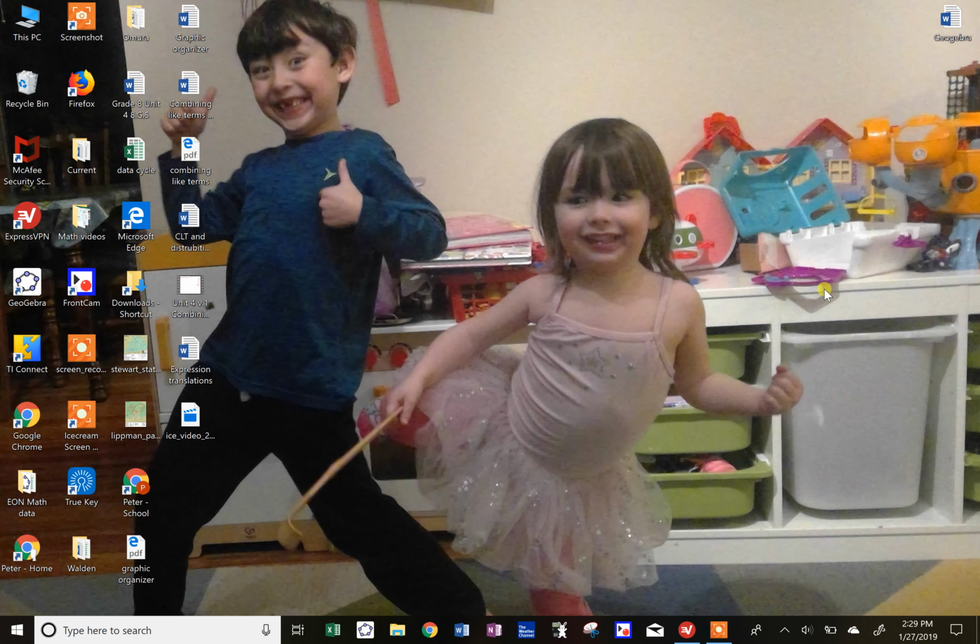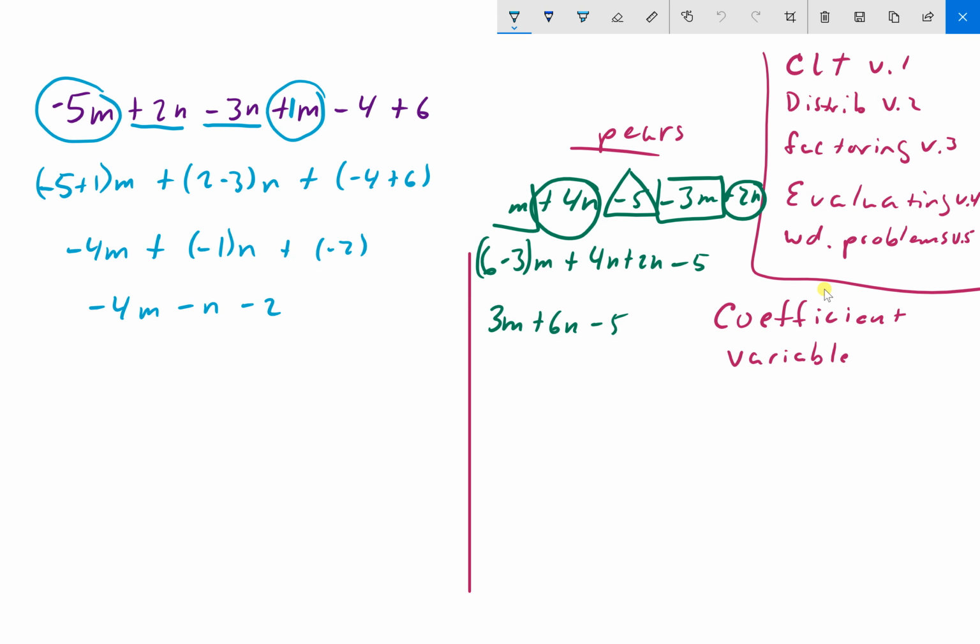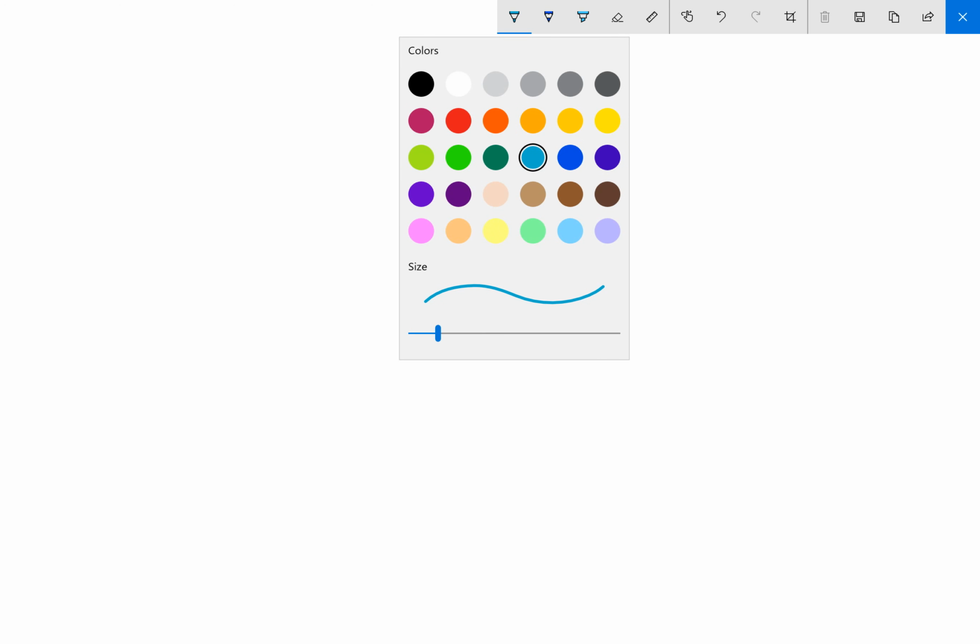So, welcome. I'm going to move right along and work on my second video, which is on the distributive property. The distributive property is pretty fantastic. I like to call it the trick-or-treat property. And it looks like this.